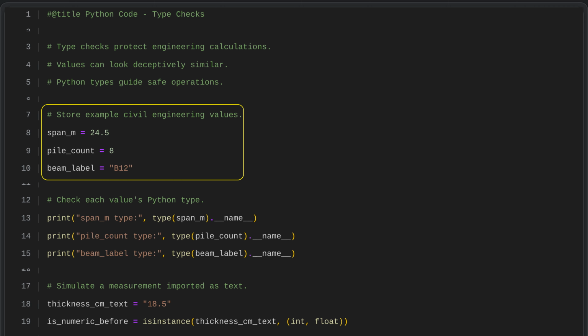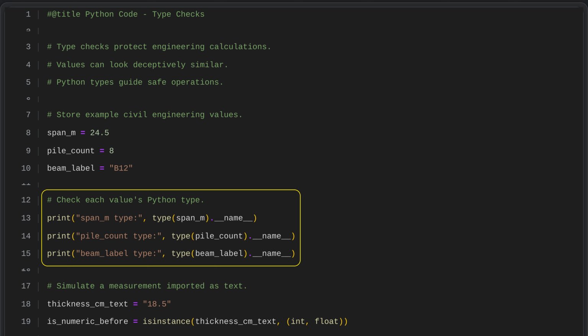A span measurement uses a decimal value. A pile quantity uses a whole number, and a beam identifier uses text. Together, they illustrate how numerical and labeled data can represent civil engineering information. We check each variable's type to confirm it is being used appropriately.